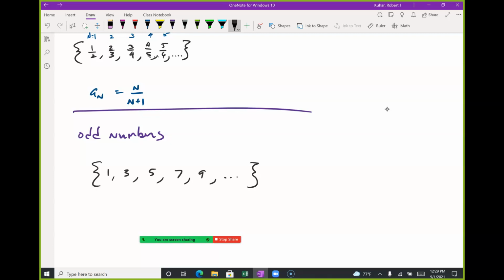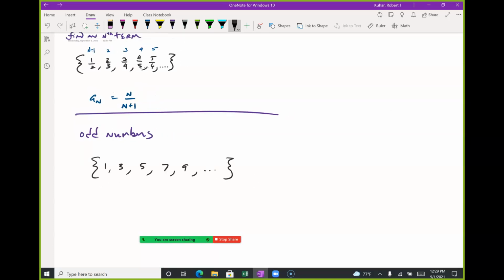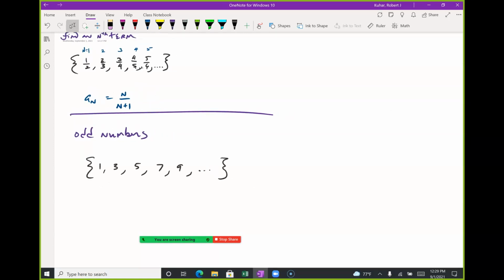Well, when the sequence is arithmetic, and arithmetic meaning I'm adding the same number every time, and you can see here, what am I adding? From 1 to 3, I added 2, right? From 3 to 5, I've added 2. From 5 to 7, I've added 2. So this is arithmetic, and really what I'm looking for is some kind of linear combination between n and a sub n. So I'm looking at n and a sub n.